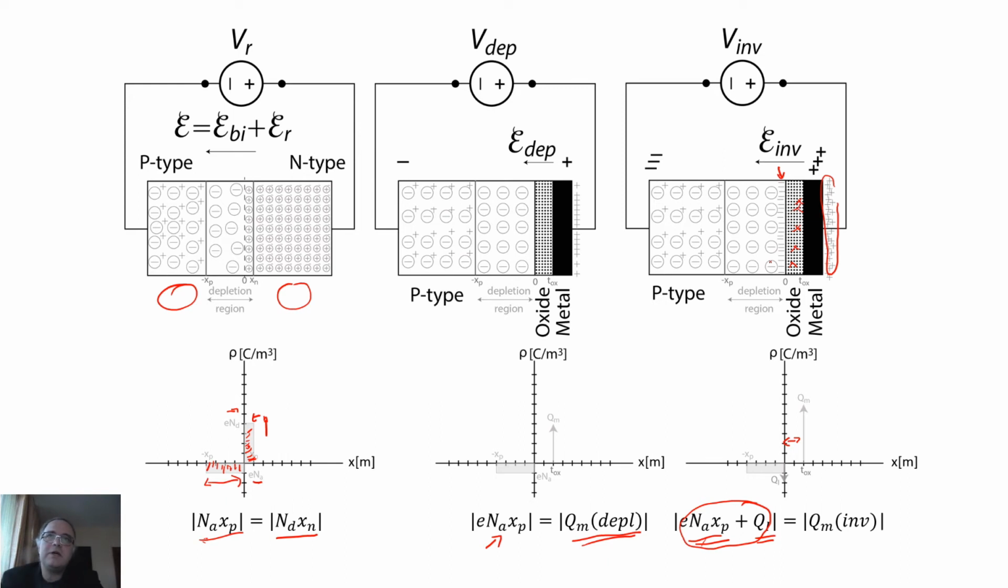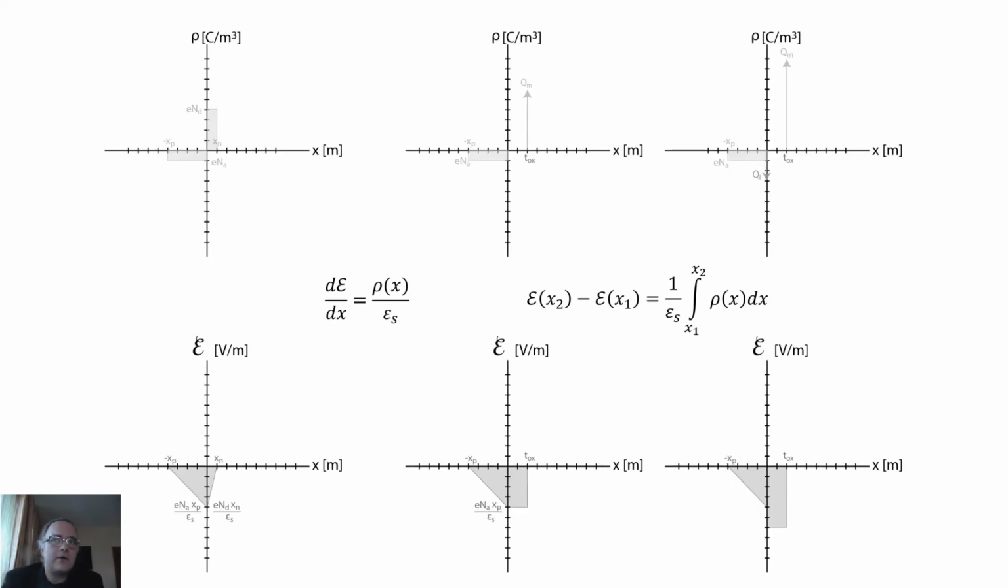Now, having the charges, we can calculate the electric fields in the structures. For this we use the Poisson equation. This is the Poisson equation for one dimension, which basically says that if you have a charge in a certain material given with its permittivity, it creates a gradient in the electric field. So if you want to calculate the change in the electric field between two points, you need to integrate the charges between these points.